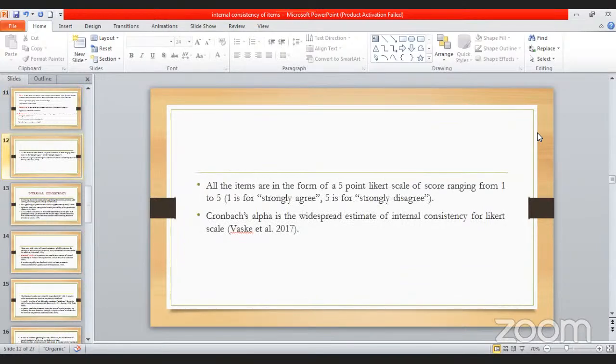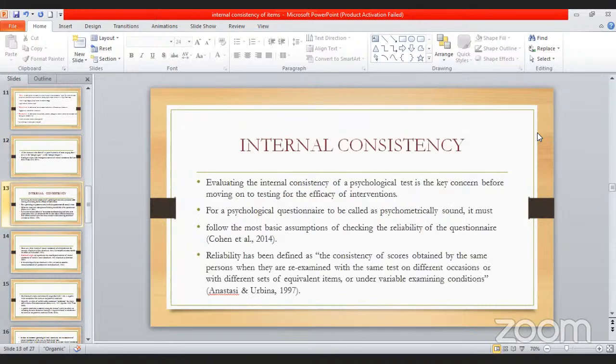Next. Now, let's understand about the scale. All the items are in the form of a 5-point Likert scale of scoring that ranges from 1 to 5. That means 1 is for strongly agree, 5 is for strongly disagree. So, in the Likert scale, Cronbach alpha is widespread as an estimate of internal consistency. Next. Let's move on to internal consistency. Is it clear till here?